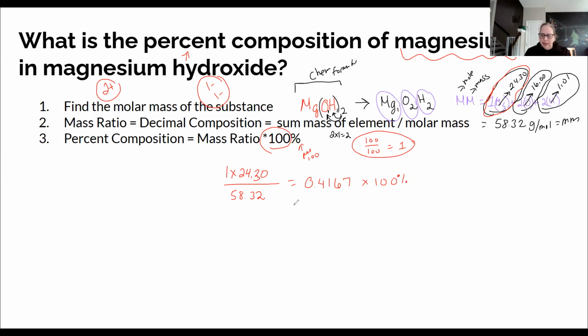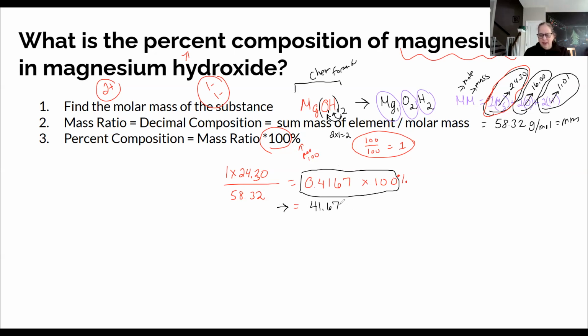When you plug it in the calculator, make sure you're just doing 0.4167 times 100. Don't put that other percent there, or it's going to throw off your answer. 41.67 would be my percent composition. When you take the SOL, it might ask what is the percent composition, and give you 0.4167 and 41.67.